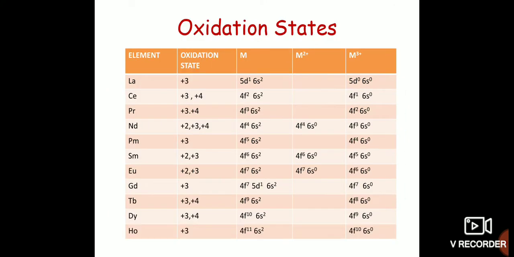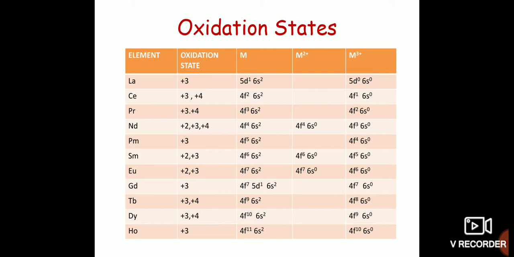And coming to the oxidation states, the most stable oxidation state of the lanthanides is +3. Unlike d orbitals, these lanthanides show very less number of oxidation states, whereas in d block elements we have variable oxidation states. But most of the lanthanides, their stable oxidation state is +3, and very few elements go for +2 and +4 oxidation states.